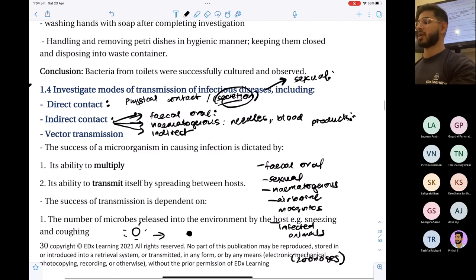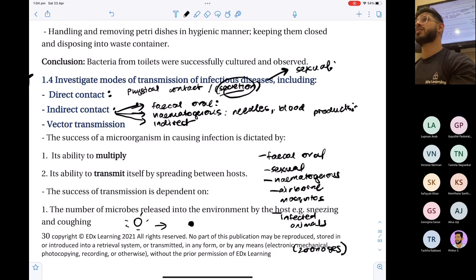Good. And finally, infected animals. They bite you, they scratch you. Correct. Rabies, a clear example of direct. Okay. It can be indirect too, infected animal poop that's left over, and then that can be a risk of transmission. Yeah, that's it. Good job.